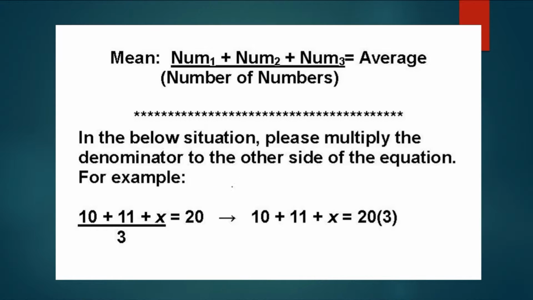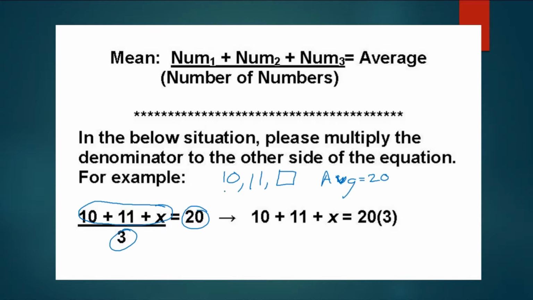Oftentimes, on the SAT, they give you a simple question, and it goes something to the effect of, the average of 10, 11, and some unknown number averages out (AVG) to 20. Well, if that's the case, what you want to do is take this setup. All averages have three components. They have a numerator component, a denominator component, and an answer component. And if you can set this up and solve these little mysteries and do this little trick, it has never failed me on the SAT.